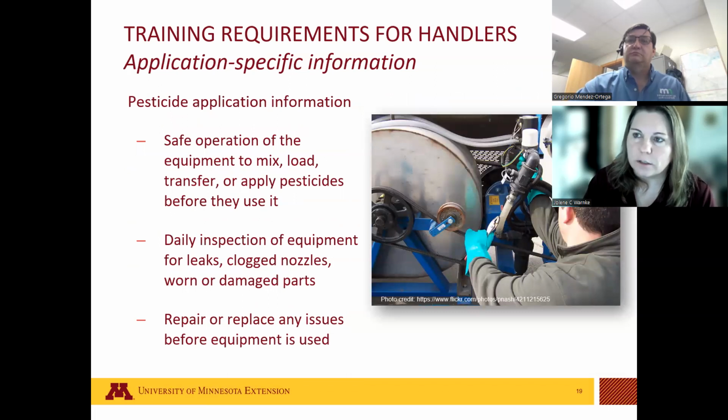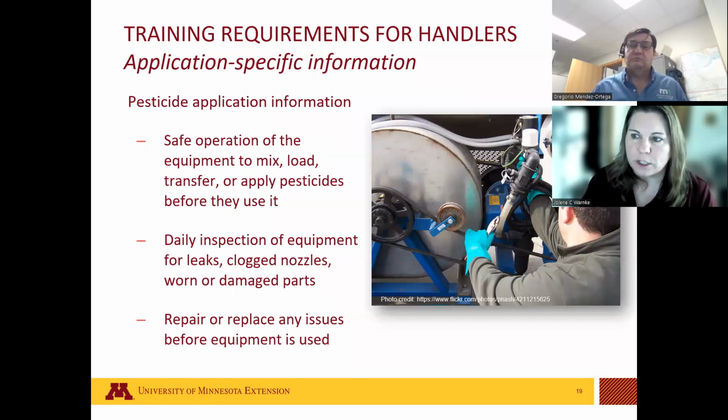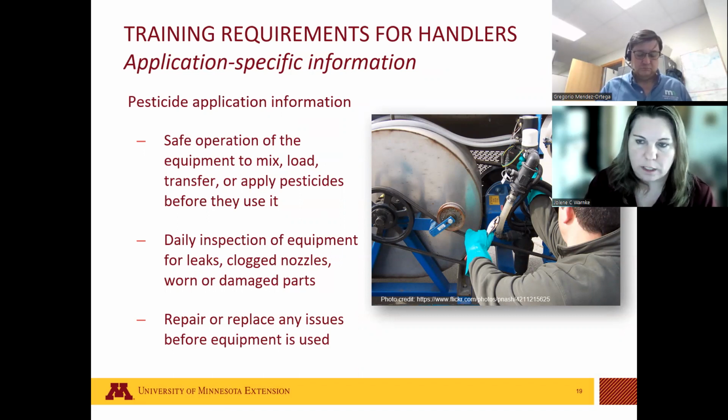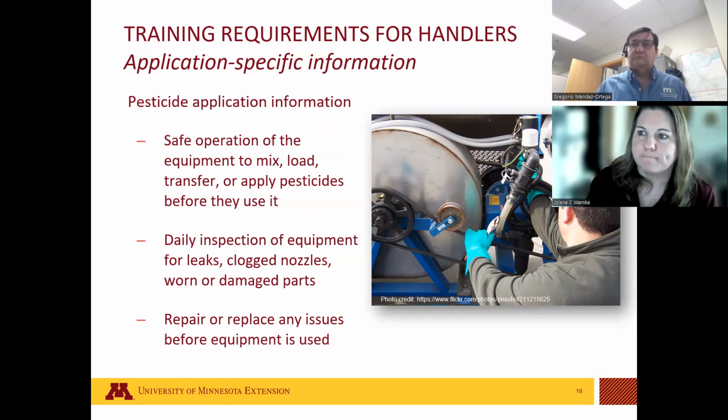Pesticide handlers must also have application-specific information above and beyond the pesticide label. So this would be the safe operation of the equipment that's used to mix, load, transfer, or apply the pesticides before they use it. They must be taught daily inspection of equipment for leaks, clogged nozzles, worn or damaged parts. And they must repair or replace or have these items repaired or replaced before that equipment is used. So we know that they themselves may not have to repair the equipment, but it has to be repaired or replaced before they're allowed to use that piece of equipment.